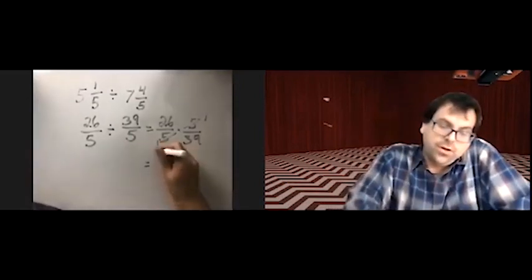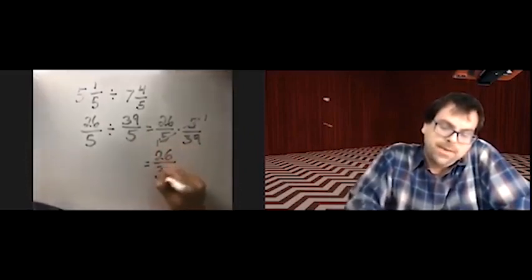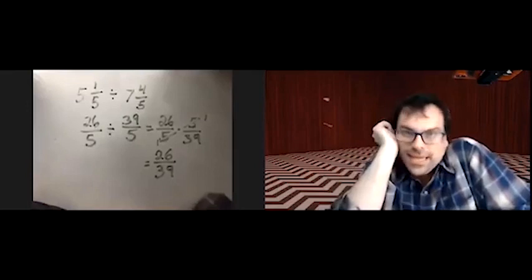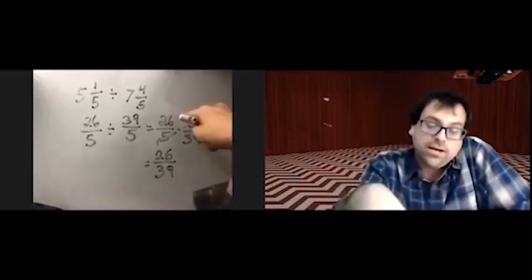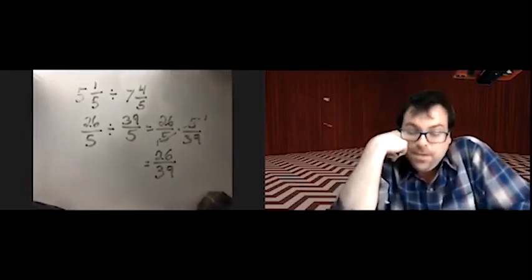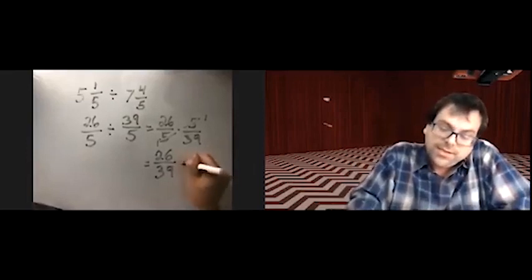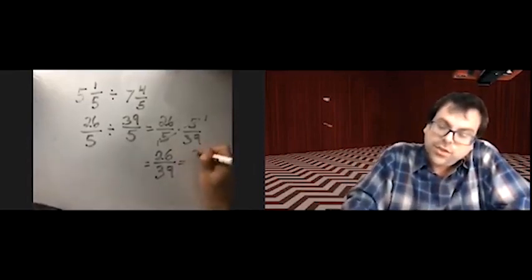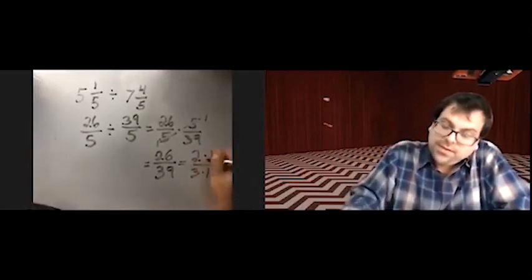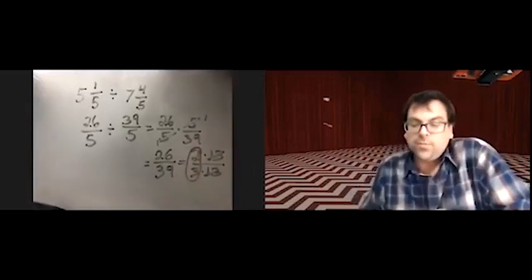We have 26 over 39. This is another one where I would not be surprised if you got to here and did not realize that it reduced. But it does reduce because, believe it or not, there was something else we could cancel. To reduce this, we would have to realize 26 is 2 times 13. 39 is 3 times 13. The 13s cancel, and we get 2/3.